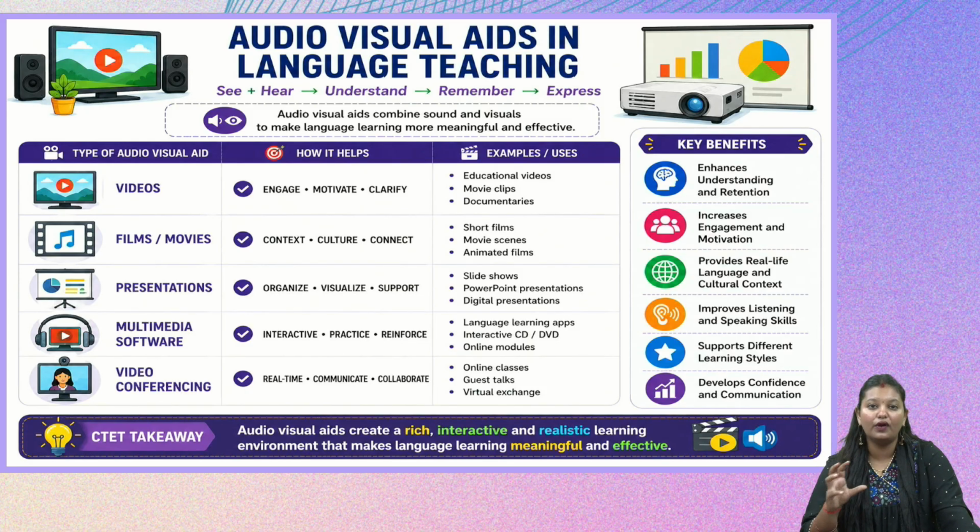It has profound benefits, like it will help in enhancing the understanding and retention. It increases students' engagement and motivation. And also, we can bring in various abstract and even real life experiences in the form of audio and visuals here. So it will support different learning styles of our learners. Thus, this becomes a very important kind of TLM that we can use in language learning.